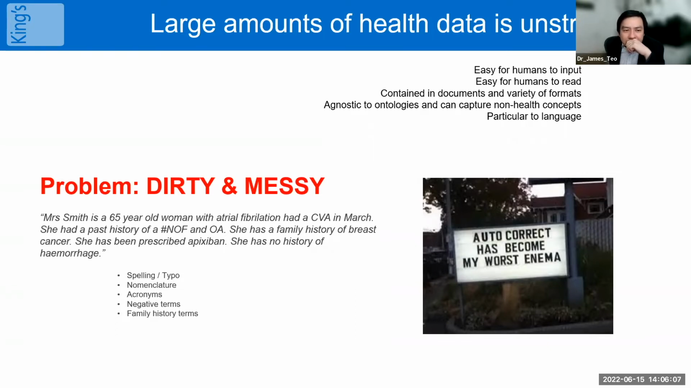And so you may have this bit of text here, which is actually quite dense in information about this imagined patient, but it is all hidden within language, and it has all the filters of nomenclature, acronyms, and hidden contextual things around negative terms, negations, and family history and such. So as a result, these are the problems we had to address.